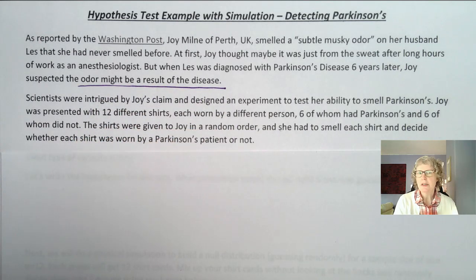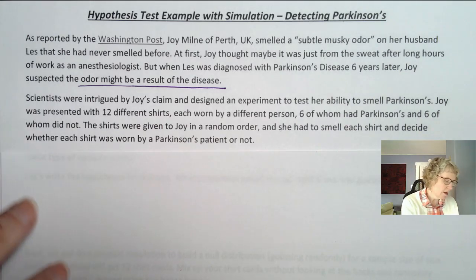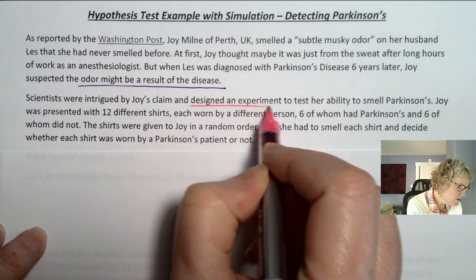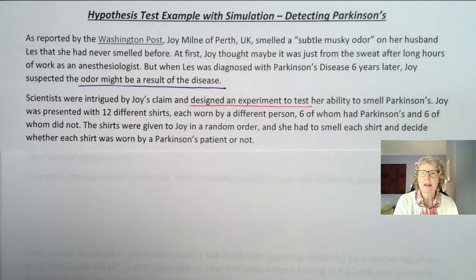Okay, so she, of course, contacted some folks about this. Scientists were very interested in this. They were intrigued by her claim, and they designed an experiment. So we're going to do an experiment here, or kind of simulate this experiment, to test her ability to smell Parkinson's disease.